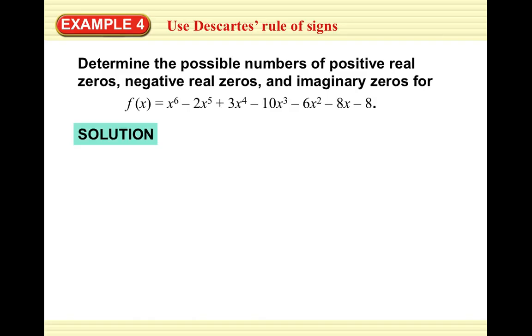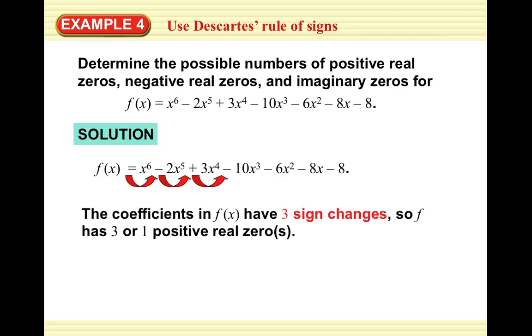All right, so the first solution is we're going to substitute in x, so positive x, and take a look at the sign changes. So from x to the 6th to negative 2x to the 5th, that's a sign change. Negative 2x to 3x to the 4th, sign change because you're going negative to positive. Then 3x to the 4th to negative 10x cubed, sign change. No more sign changes, everything else remains negative. So the coefficients in f of x have 3 sign changes. So the function is going to have either 3 or 1 positive real zeros.